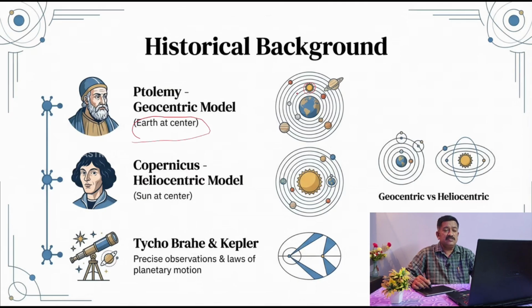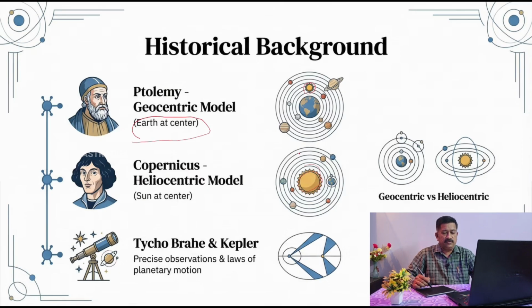See here, the Sun is also revolving around the Earth. This is the geocentric model, and it was given by Ptolemy, an astronomer. After that, Nicolaus Copernicus gave the next model, called the heliocentric model. Helio refers to the Sun, a hot ball of hydrogen and helium. So it is called the heliocentric model.